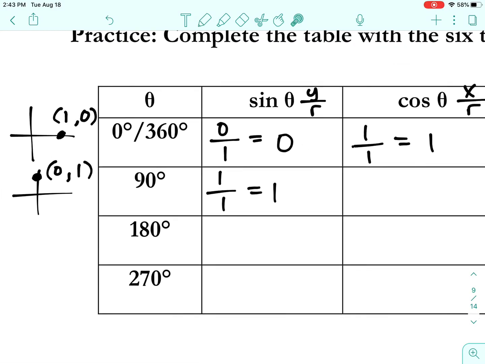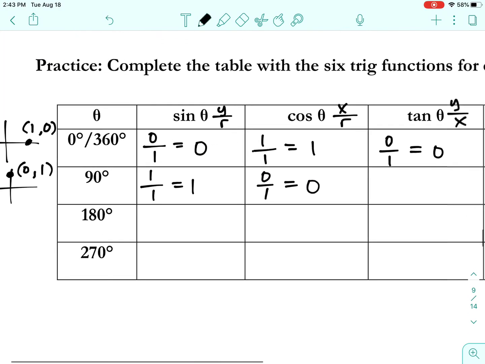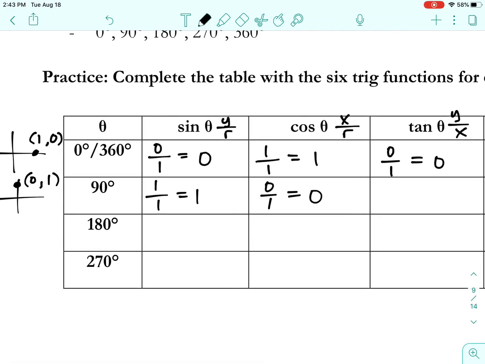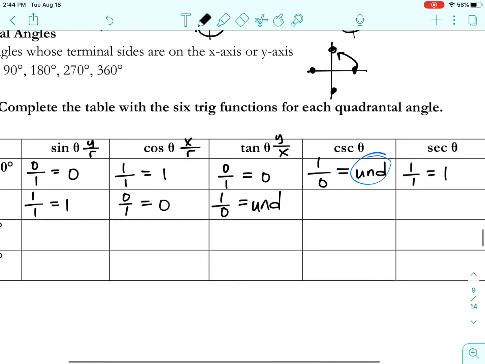Cosine is x over r. So x over r, the x value of this ordered pair is 0. The r is always 1. Yes, you'll see some similarities and some patterns here as we work our way through. We'll talk more about that in class, but tangent is y over x. So the y value is 1, the x value is 0. That means undefined.